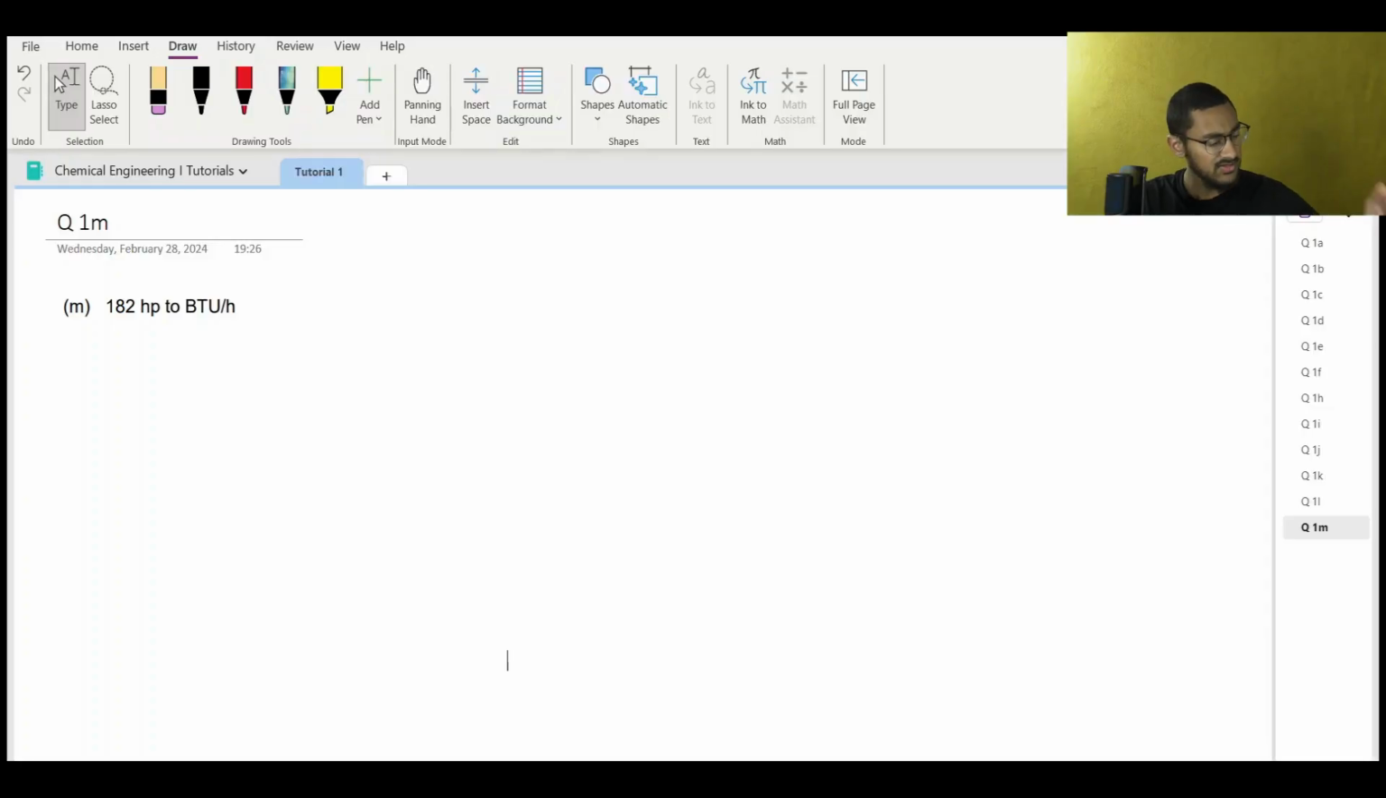All right, now let's have a look at question 1M. They say to you, convert 182 horsepower to BTU per hour. When you see something like this, remember that BTU stands for British Thermal Units per hour, and then you've got horsepower. Now, the normal approach here, based on how we've been solving the previous examples, is I would tell you, all right, go ahead, break down horsepower into its base units, and then convert those base units into BTU per hour. But here's the trick.